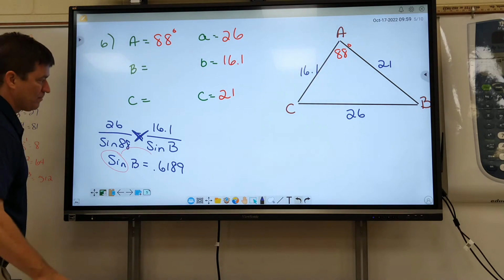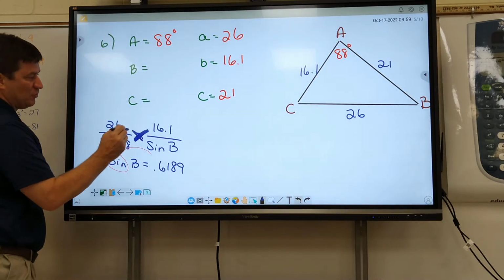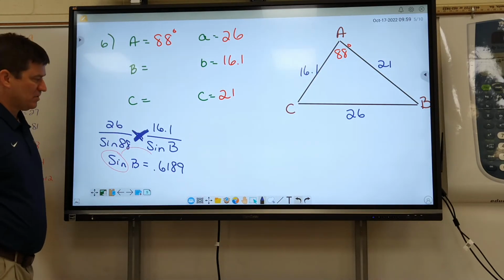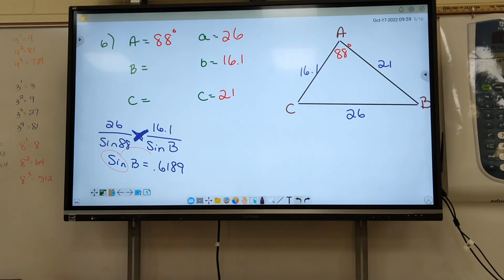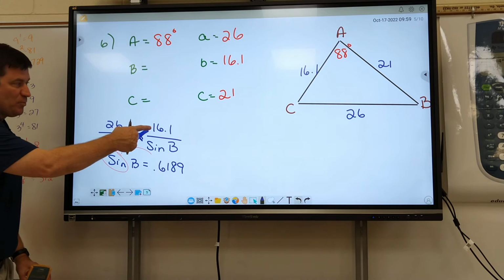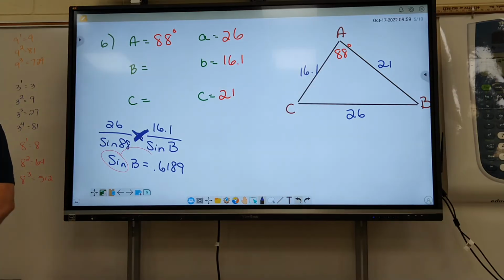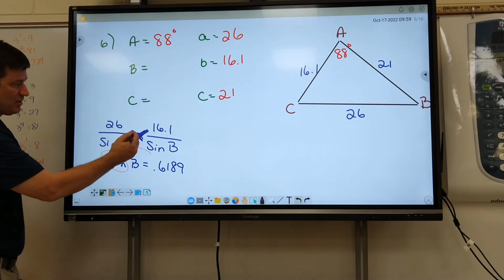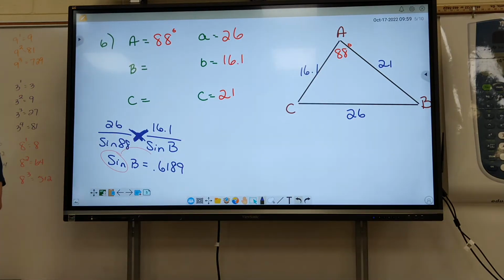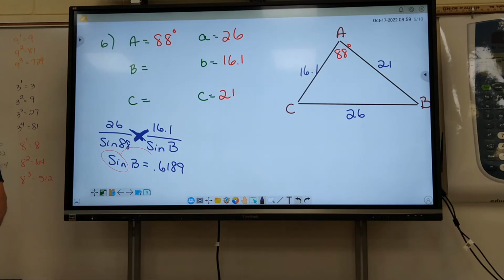All right, Allie, you ready? Times these two right here and hit equals. I have 15.9. I didn't get that. Is your calculator in radian mode or anything? You do 16.1 times sine of 88. I have 16.09. Yeah, that's right. Now divide it by 26, and you're going to get what I just got.